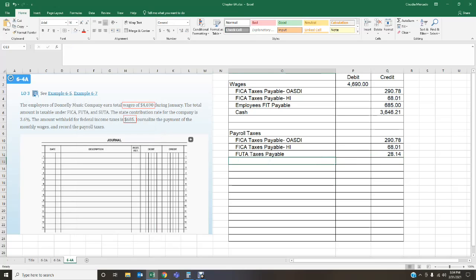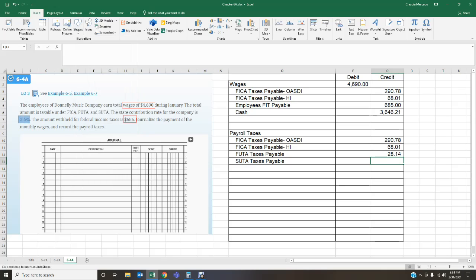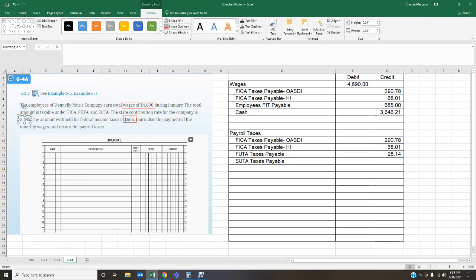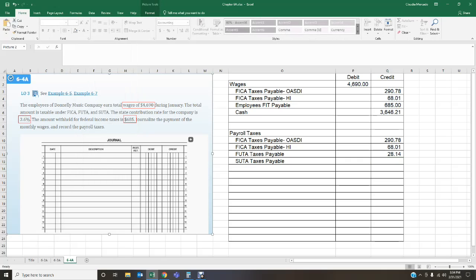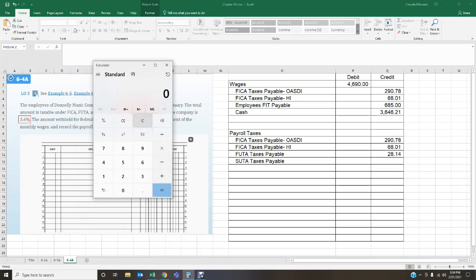Okay, and then the employer also has to pay SUTA taxes. So we're going to put it into a SUTA taxes payable account. And my SUTA tax rate is 3.6%. Right there. Okay. So we're going to do the $46.90 times 3.6%. That gives me $168.84. Okay.